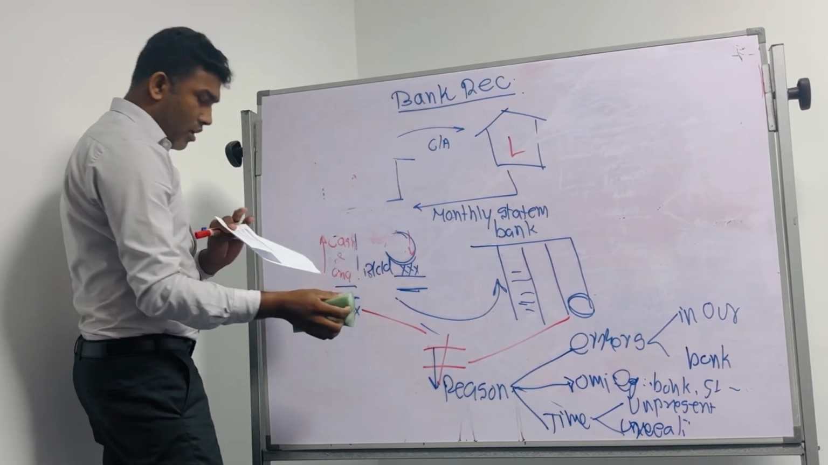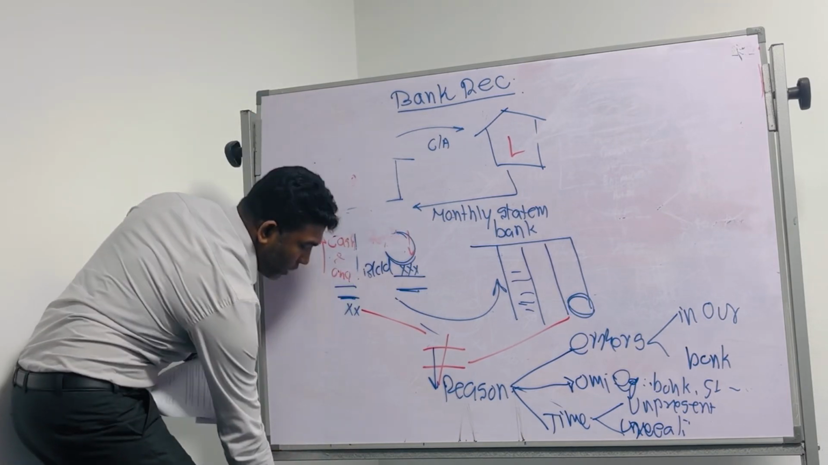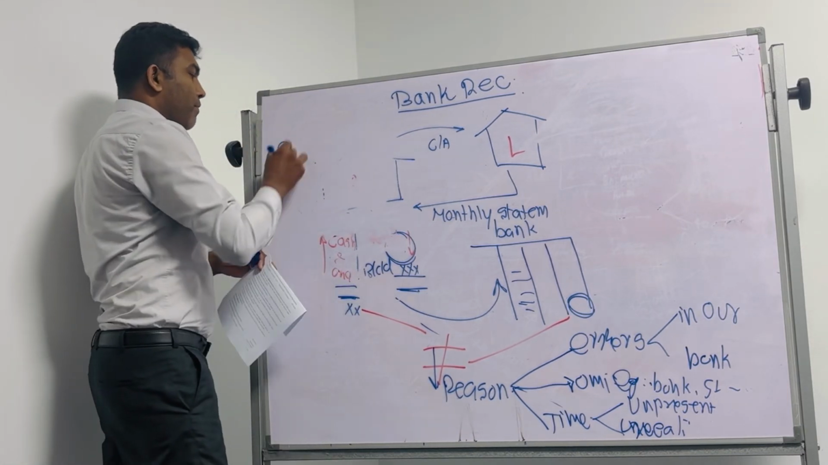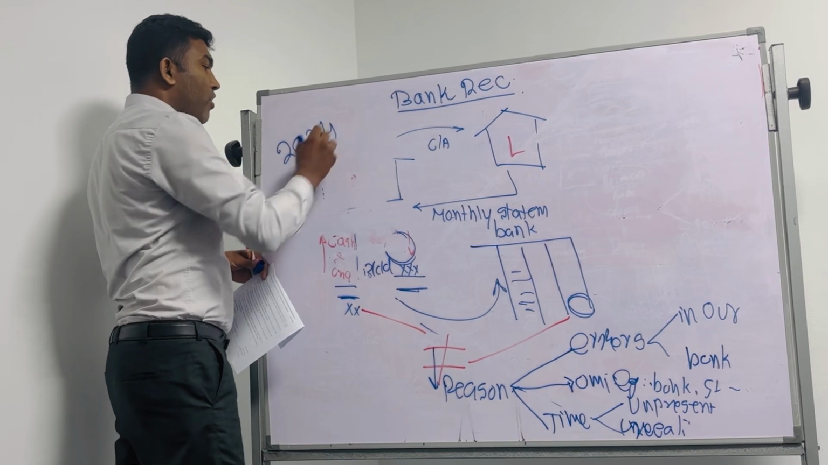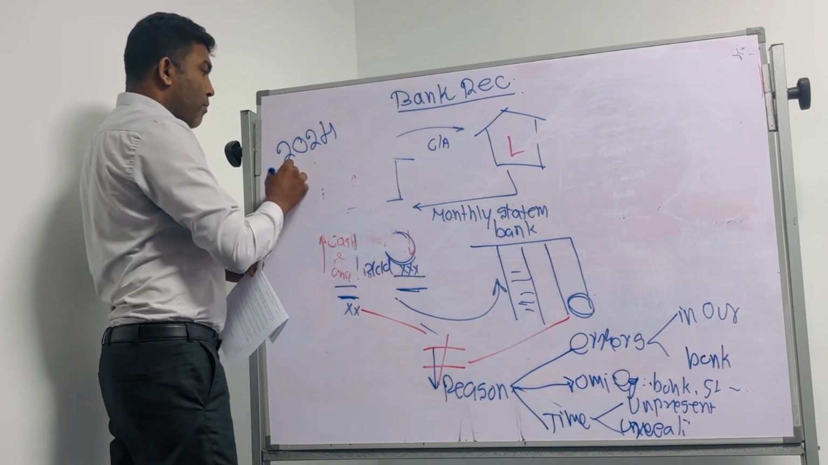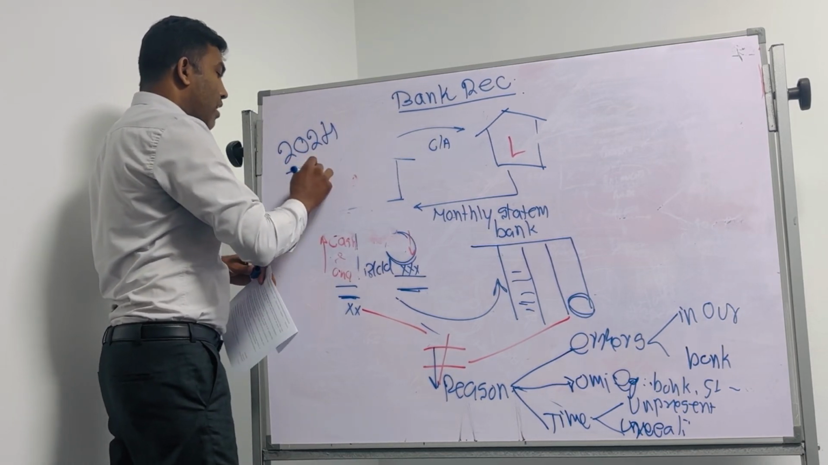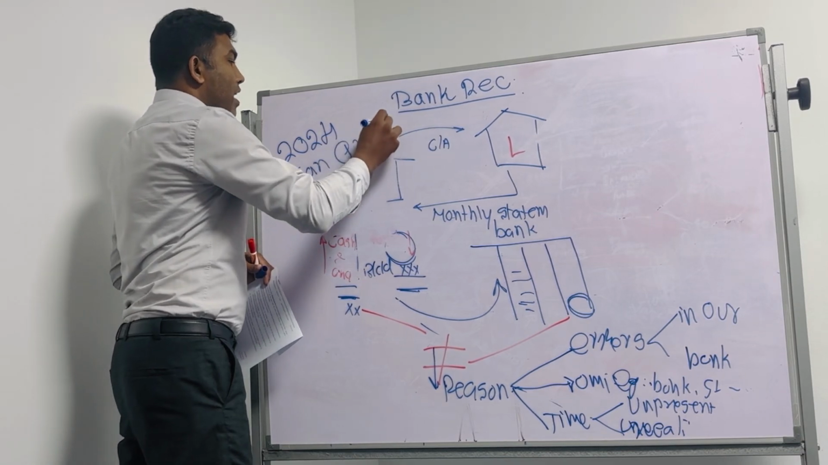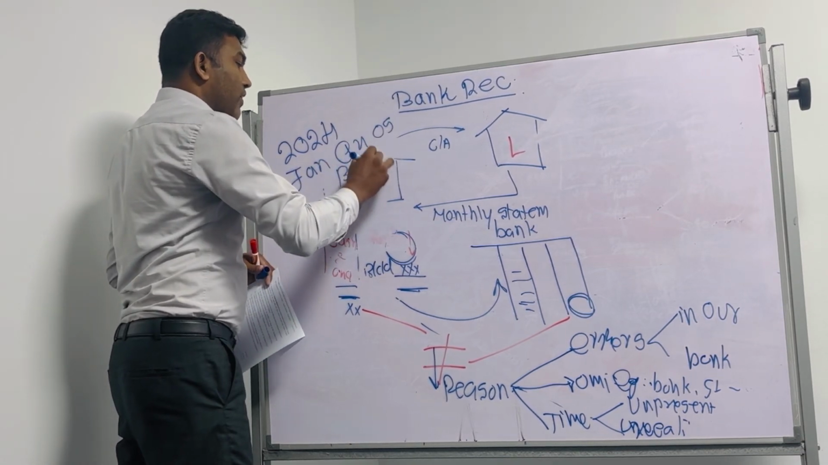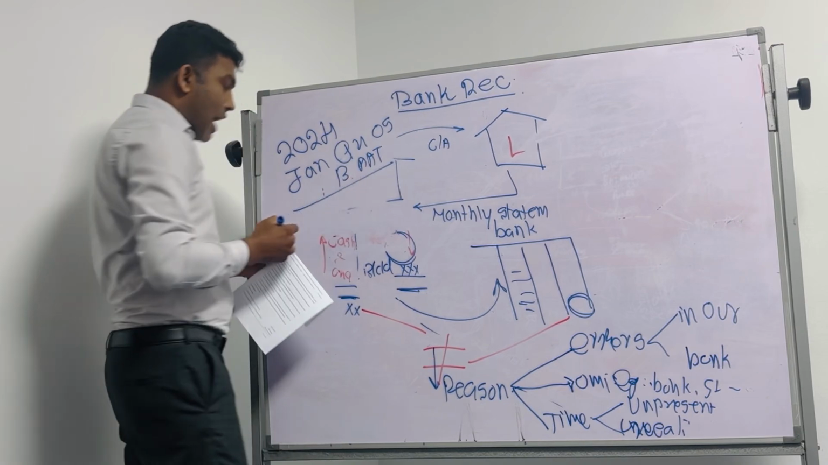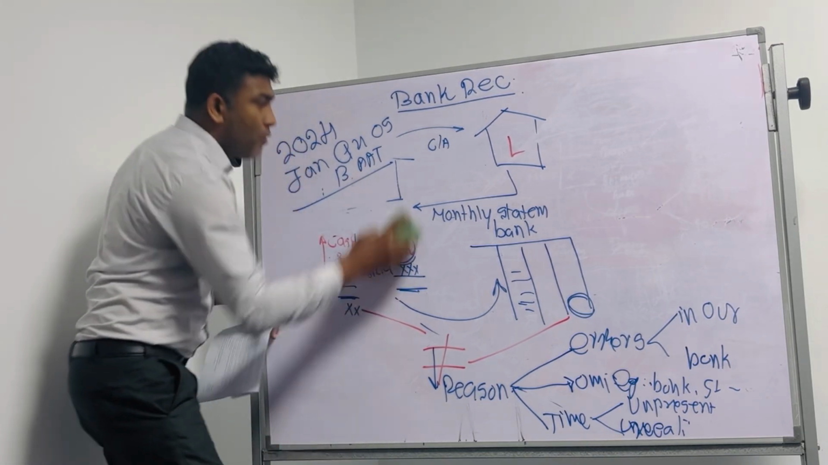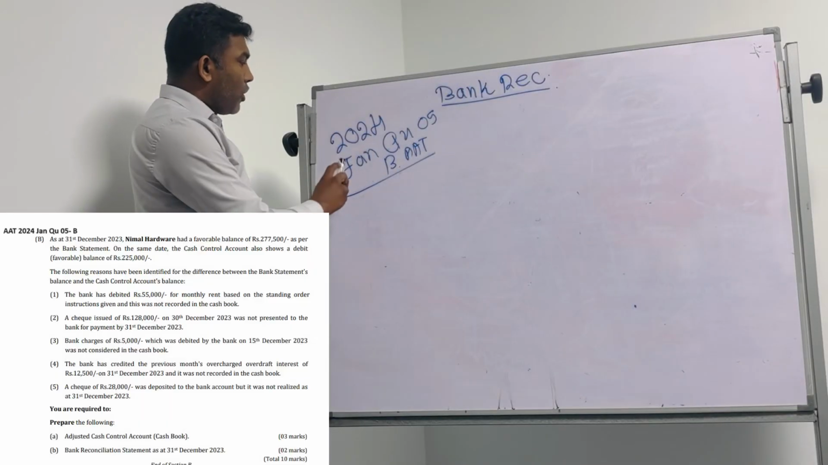Question number, I would say 5B, 2024 January. This might be very helpful for you all to practice. 2024 January, Question 5B, the first stage question. A small question. I will explain in detail how to do the reconciliation. Let us see this question.